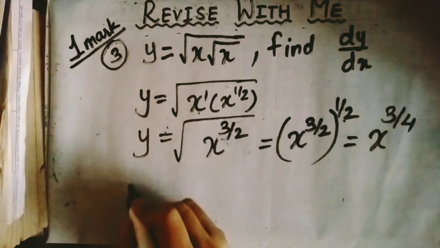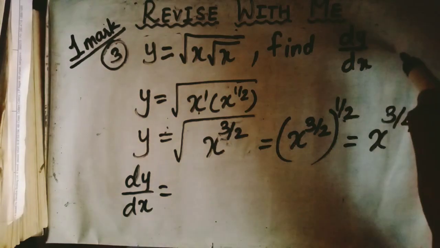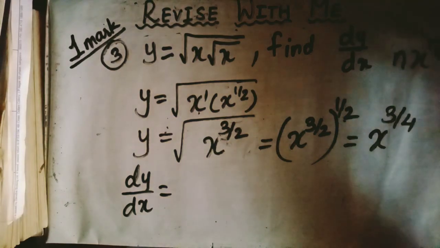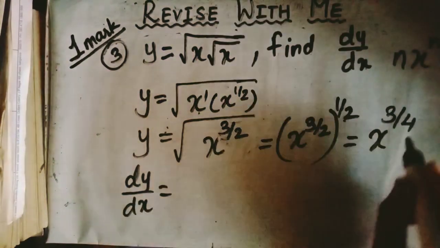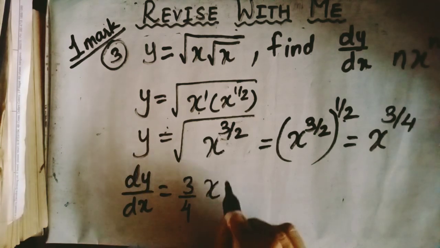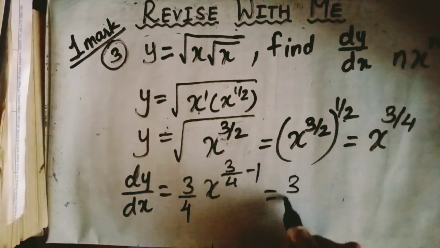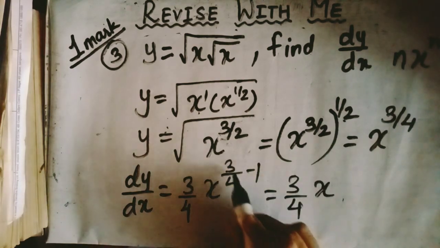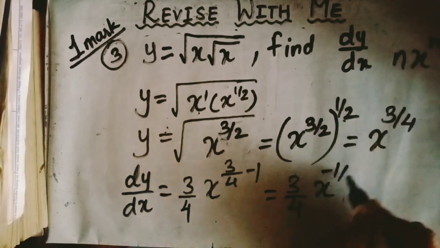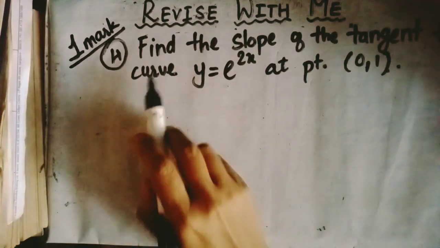Now you can find the derivative. So dy by dx, derivative is what? You have to find n x raised to n minus 1. So n is 3 by 4. So 3 by 4 x raised to 3 by 4 minus 1. Cross multiplying, you will get minus 1 by 4. So this is the answer.